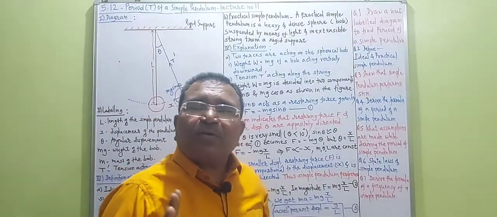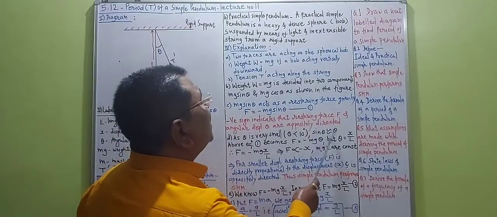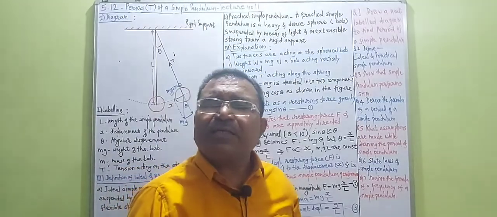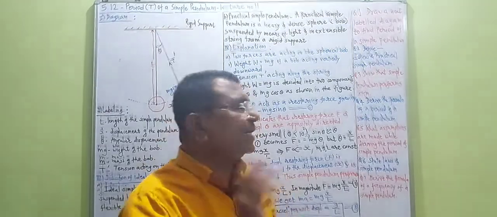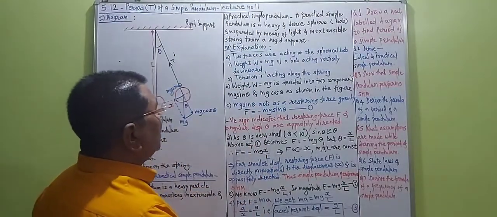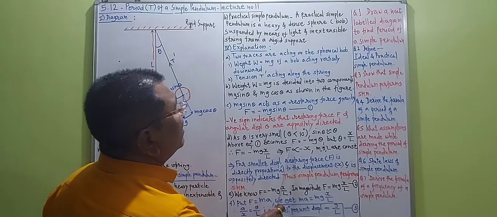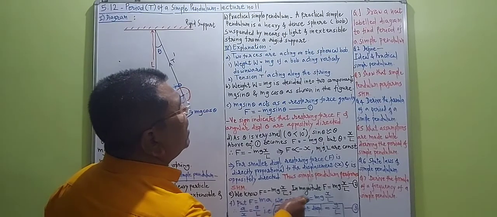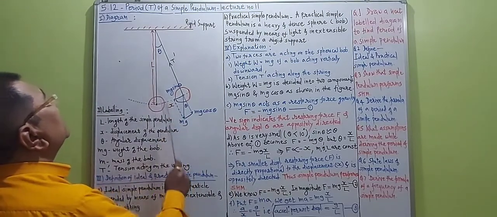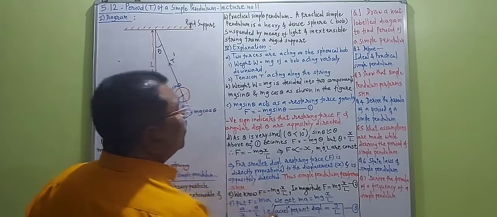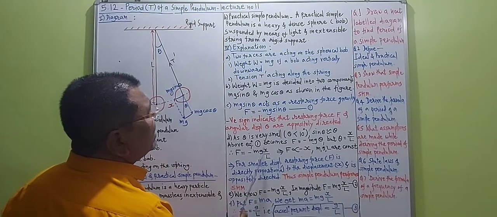As theta is very small, that is, theta is less than 10 degrees, sin theta is approximately equal to theta. We can write sin theta approximately equal to theta if theta is less than 10 degrees. So the above equation becomes F is equal to minus mg theta. But what is the value of theta? Theta is equal to the arc x upon L. Putting the value of theta here, we get F is equal to minus mg x upon L.